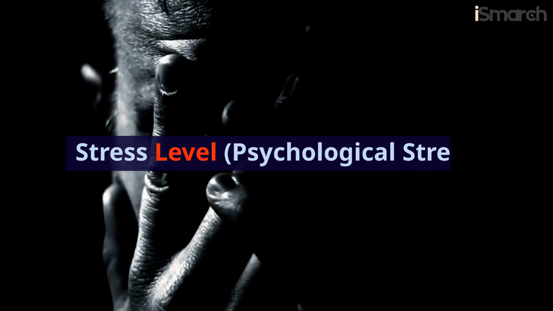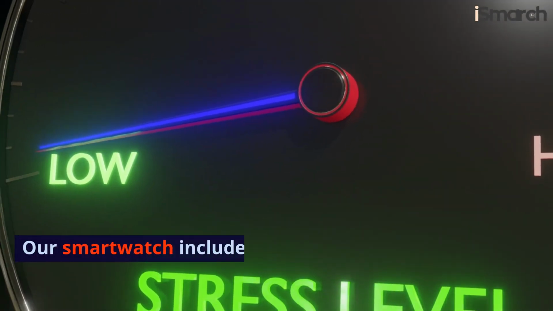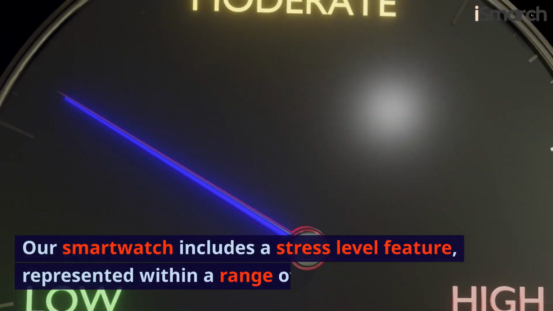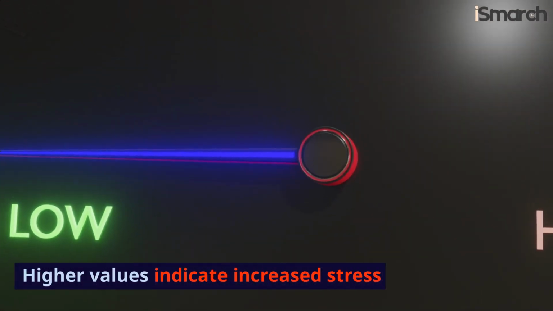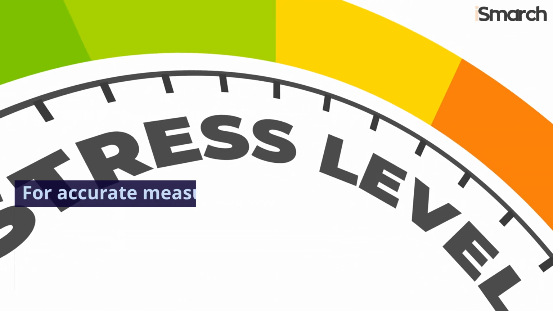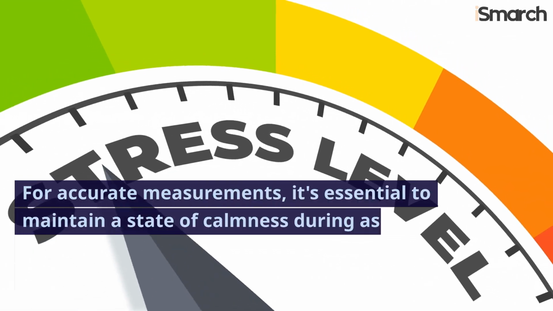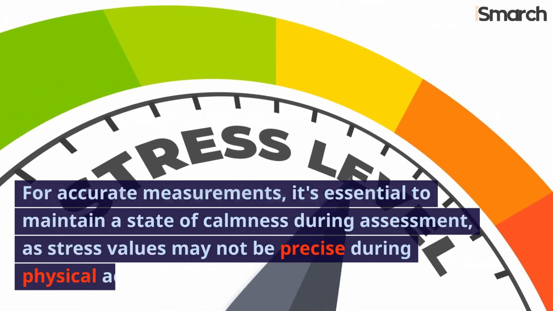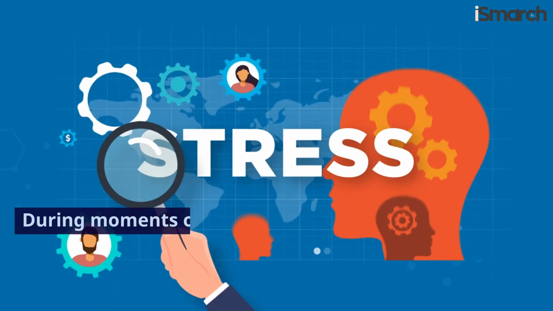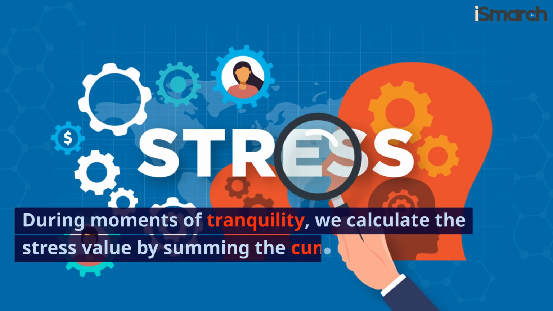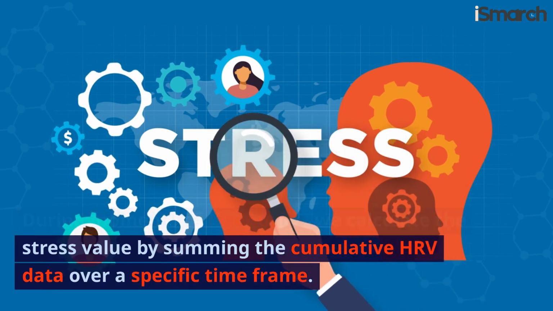Stress level, psychological stress. Our smartwatch includes a stress level feature, represented within a range of 0 to 255. Higher values indicate increased stress levels. For accurate measurements, it's essential to maintain a state of calmness during assessment, as stress values may not be precise during physical activities.